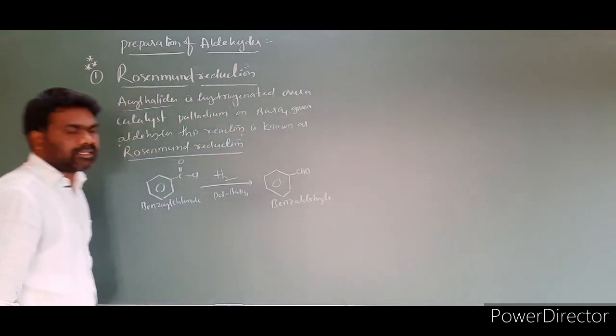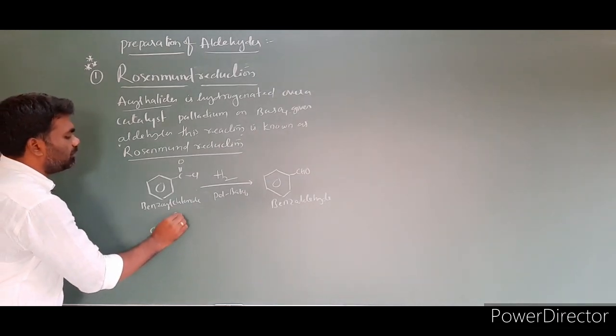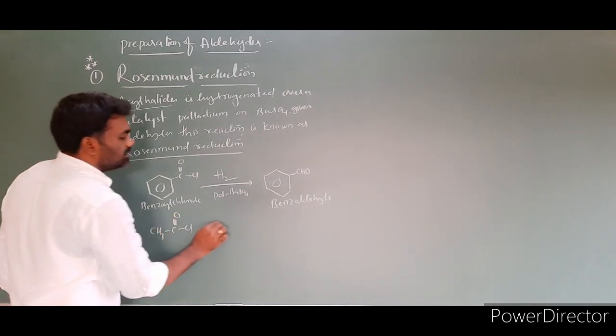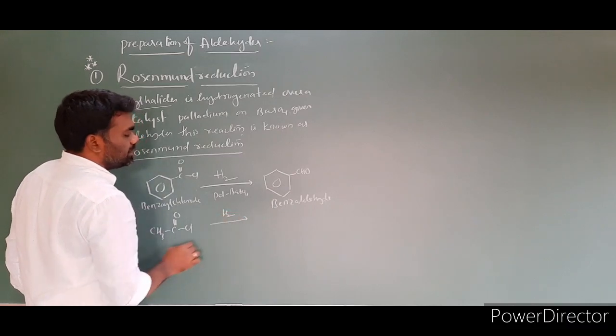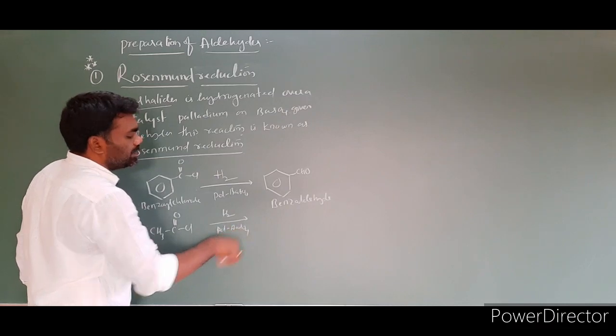Benzaldehyde. The product is benzaldehyde. We can take one more example: CH3 C double bond O Cl. Then the same reagent, so addition of H2 in presence of Pd-BaSO4.